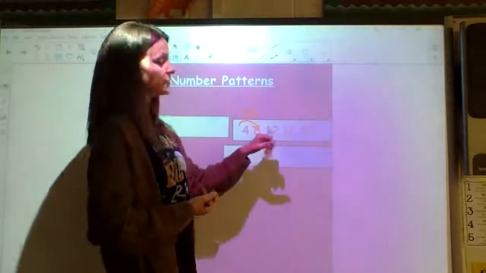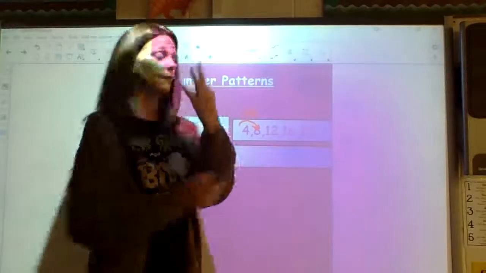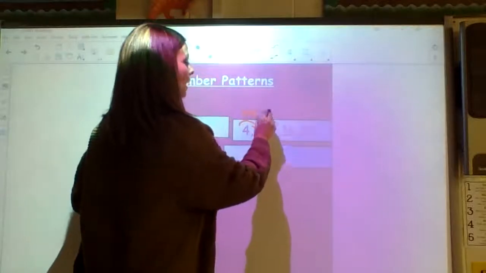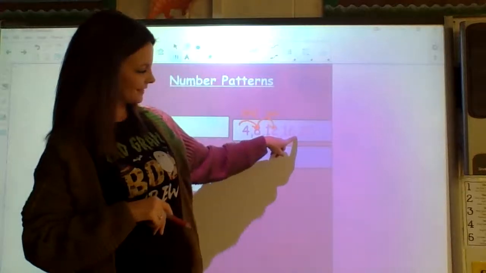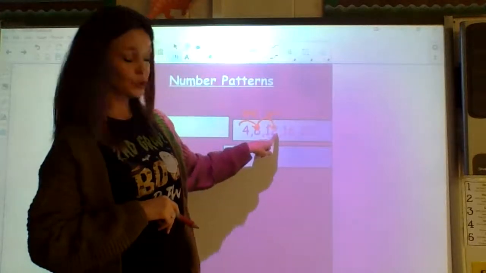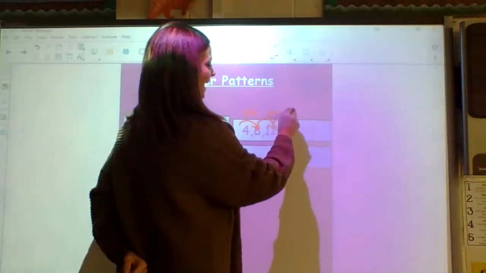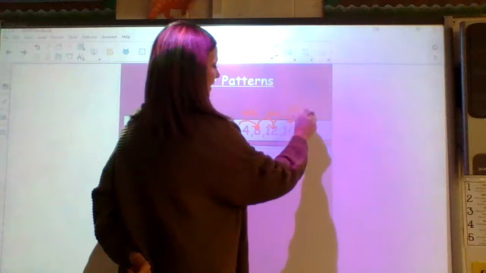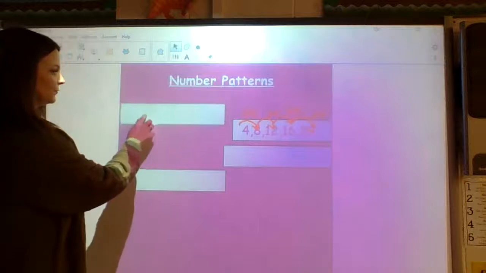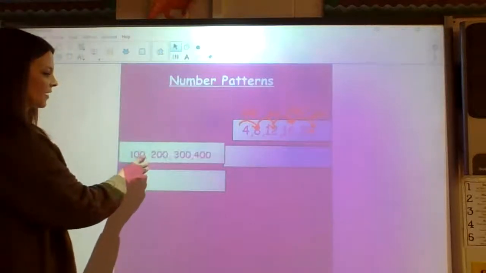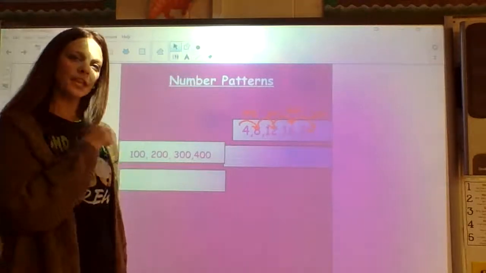How do I go from 8 to 12? 8 to 9, 9 to 10, 10 to 11, 11 to 12. I added 4 again. How do I get from 12 to 16? Well, I know 4 plus 2 is 6. So I'm adding 4 again. And 4 again. Can you figure out this pattern? What's changing?